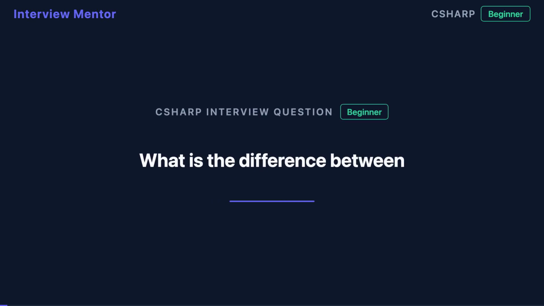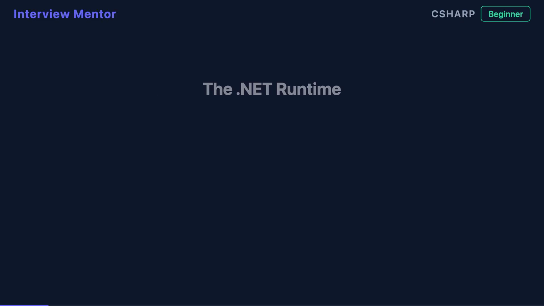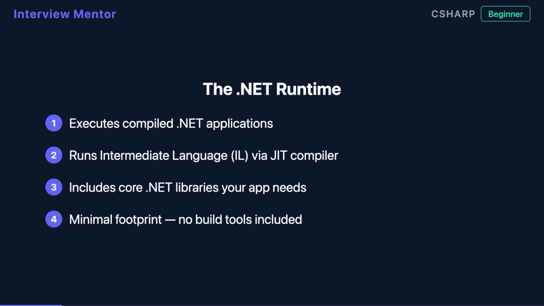Most developers install the .NET SDK everywhere, but on production servers, that's more than you need. Here's why it matters. The .NET Runtime is the minimal component needed to run .NET applications. When your code is compiled, it becomes intermediate language, or IL. The runtime takes that IL and executes it on the host machine using a just-in-time compiler. It includes the core libraries your app depends on, but nothing for building or creating new projects.